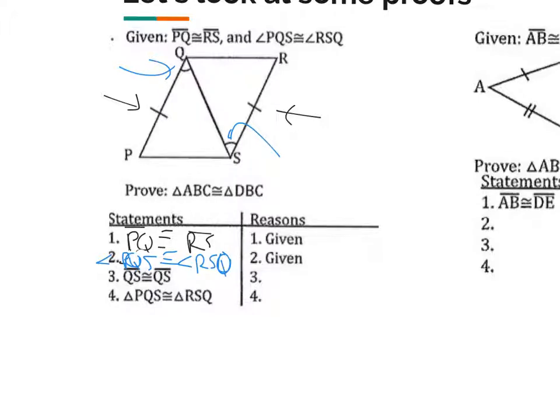But if I look, QS is part of both triangles. So I can say QS is congruent to QS. You're equal to yourself. That's the reflexive property. Reflexive, not reflective. We're not talking about a mirror. Reflexive means that you are congruent to yourself. So now what do I have here? I have a side, an angle, and a side. Side, angle, side. So I'm going to have the side, angle, side postulate for an answer.